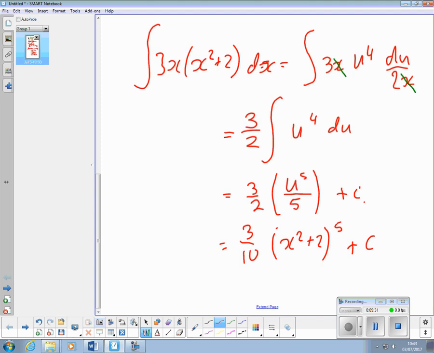If you ended up with 3 over 2 times u, x squared plus 2 to the 5 over 5, that is the same answer. Okay? So that simplification and making that 3 over 10 really doesn't make any difference. Alright?